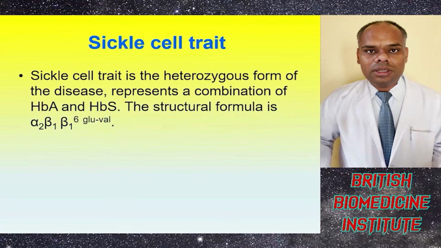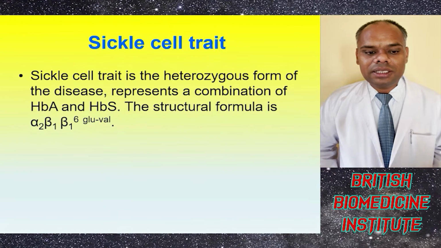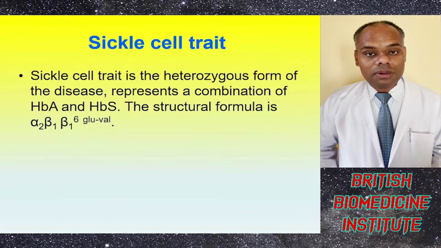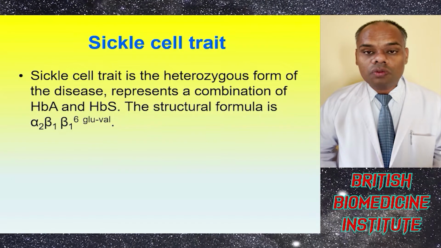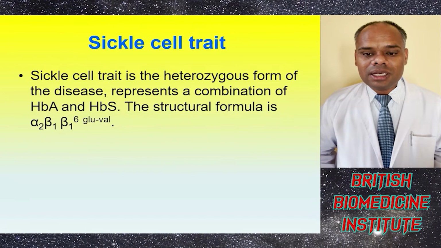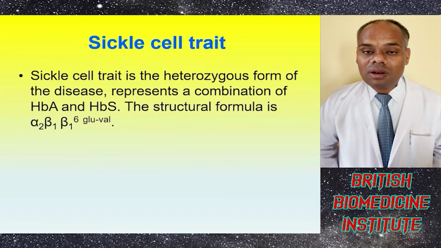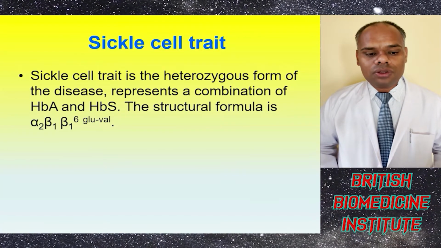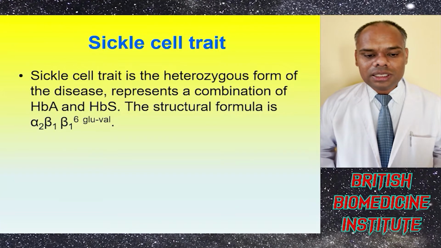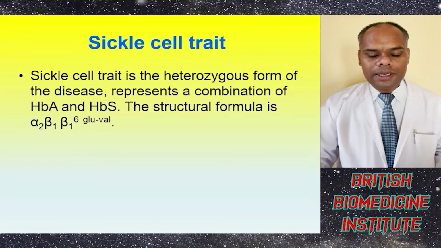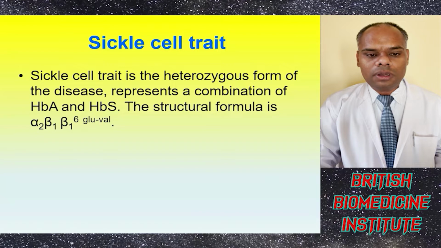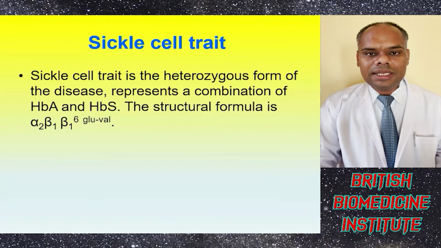So basically there are sickle cell traits, which are heterozygous forms of the disease, and they represent the combination of HbA and HbS. The structural formula consists of alpha 2, beta 1, 6, and glutamate to valine.